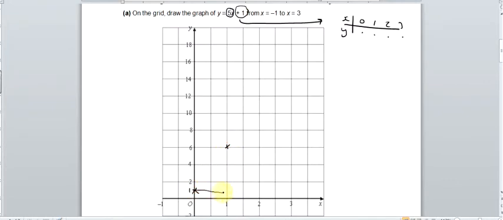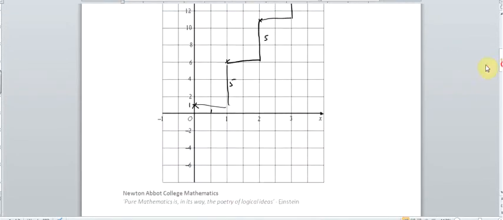So along 1, up 5. And then it's going to go along 1 and up 5, which means it's going to be on, you've guessed it, 11. Across there. And then it's going to go along 1, up 5, so it's going to be on 16, and so on. And we can put one in down here as well, can't we?